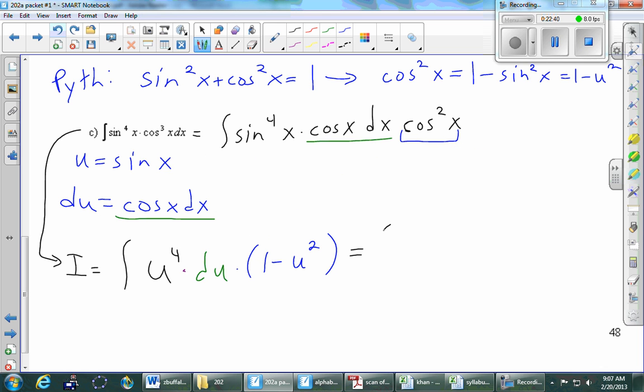We are going to multiply it out. So we're going to distribute the u to the 4th into the blue parentheses. So we get u to the 4th minus u to the 6th. But the du is just a single one that I'm leaving out there at the end. Du doesn't go into both. I mean, it's just sitting there for one, just as one symbol. And then finally, an integral that we can do. Right? Add 1 to the power, divide by the new power.